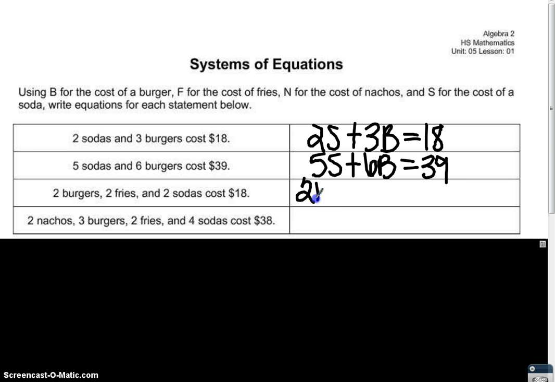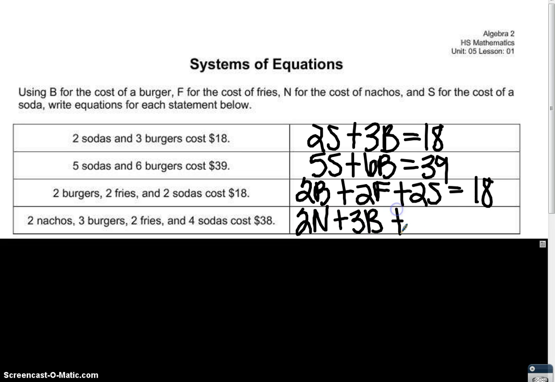Let's try the next one. I should have 2 burgers and 2 fries, 2 sodas, and all of that is going to cost me $18. And then my last one is going to be 2 nachos plus 3b plus 2f plus 4s, and all of that is equal to 38. Okay, now you had something similar to this on your test yesterday.